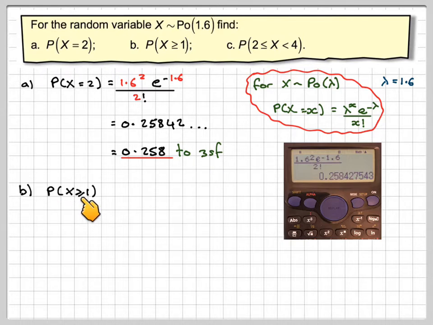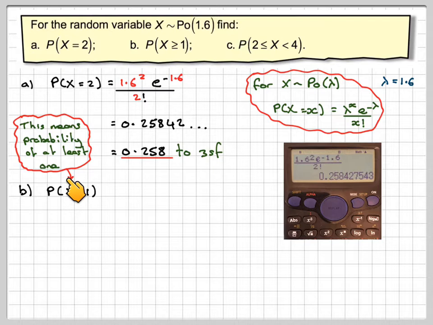B, the probability that X is greater than or equal to 1. You need to remember what you're actually doing here. This is finding the probability of at least 1. Now the problem is we can't do X is equal to 1, X is equal to 2, X is equal to 3, X is equal to 4 because we don't know where to stop. But we can do this. And this is a little technique when you have to do X is greater than or equal to 1, which is to use 1 minus the probability that X is equal to 0. Quite a useful technique when solving probability questions like this.